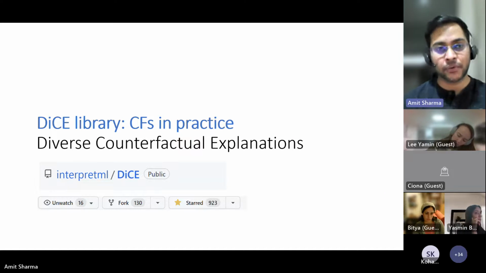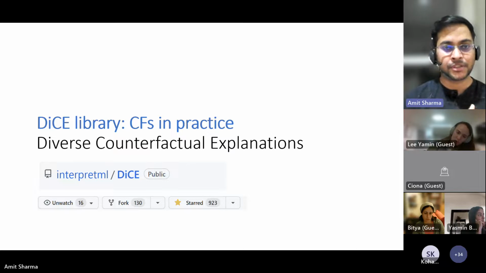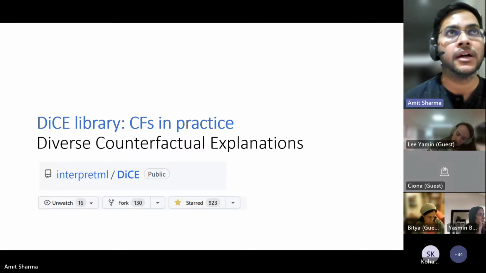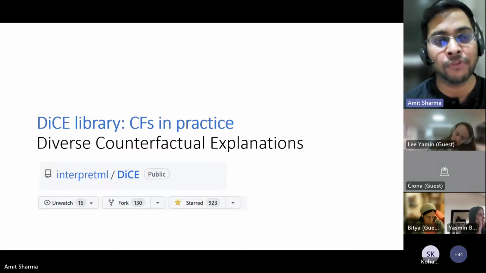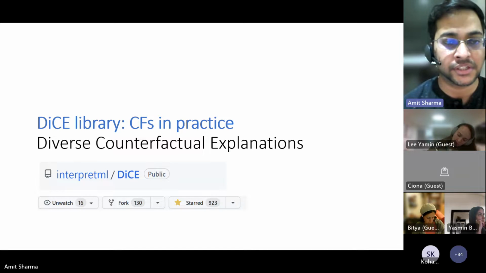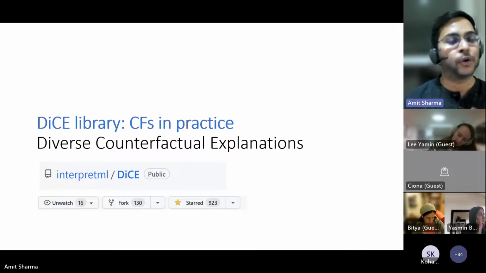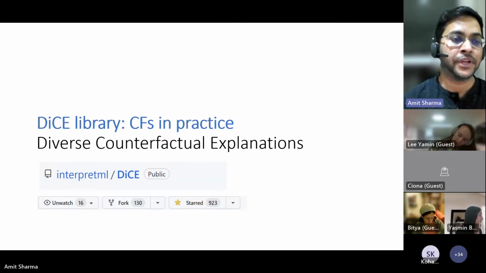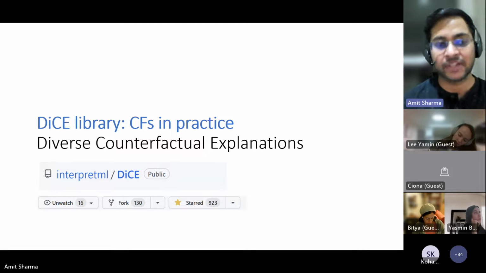So if you want to try these ideas out, we did release a library which is open source. It's called DICE, Diverse Counterfactual Explanations. So far, I've been really happy with the response that we have got. It started as a Microsoft project, but now we have folded it into an independent InterpretML organization. And I think people are contributing to it. People are adding new algorithms. So if you're interested, you can play with it and try to see if it works for your application.